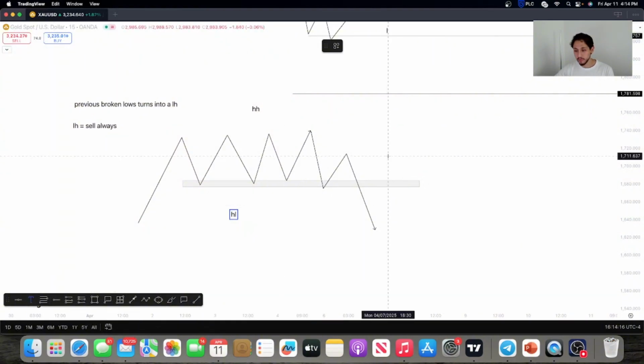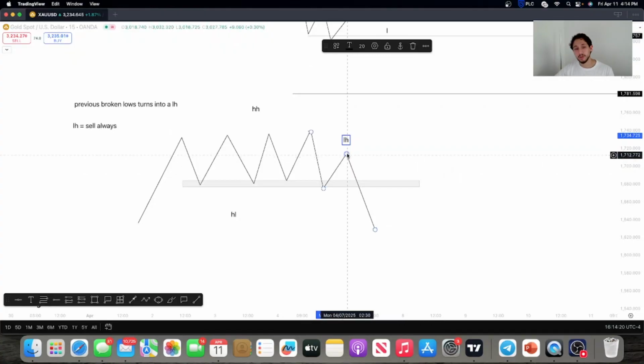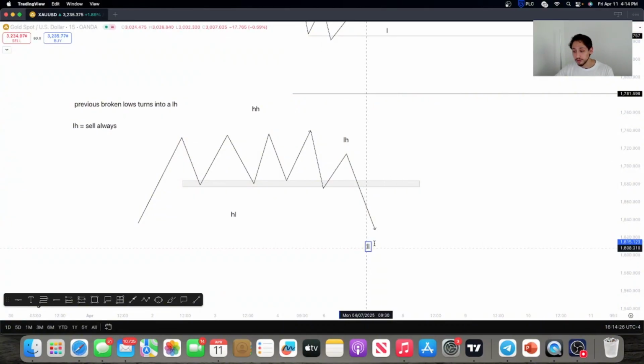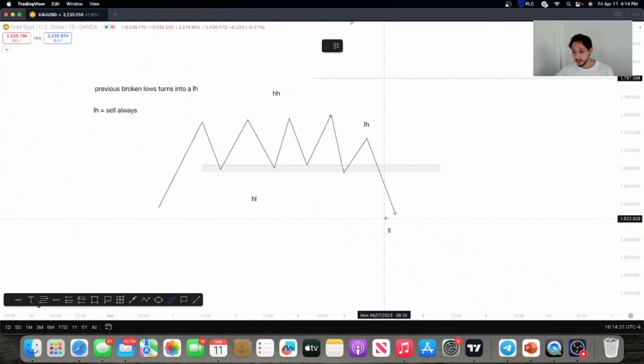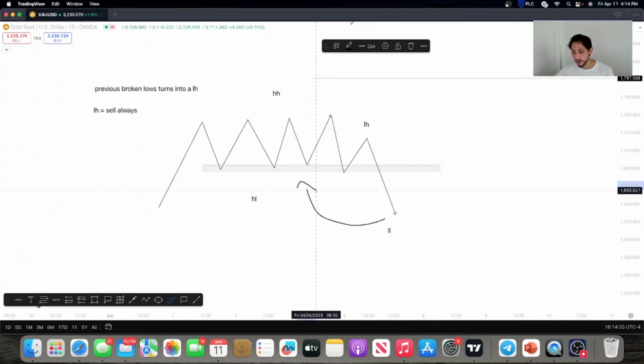And then right over here, we have a lower high. Why is it a lower high? Again, this point over here is lower than the previous one. What do we form next? We now form a lower low. A lower low because these lows over here are lower than the previous one, right? These lows are lower than the previous higher lows, right?